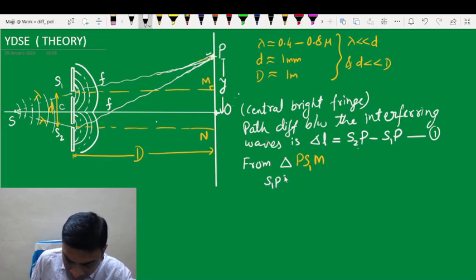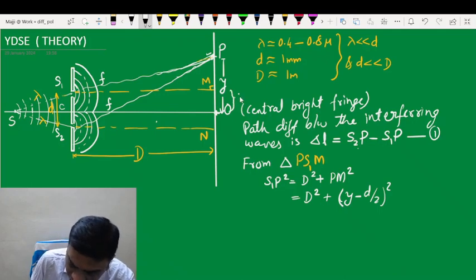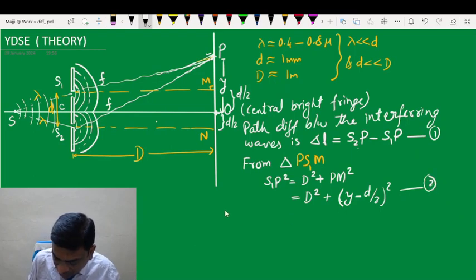So S1P whole square is equal to capital D square plus PM square, which is equal to capital D square plus (Y minus d by 2) whole square. Remember, students, this is d by 2. Similarly, this is also d by 2. So from Y, if we deduct d by 2, we'll get PM. So I'll number this as equation 2.